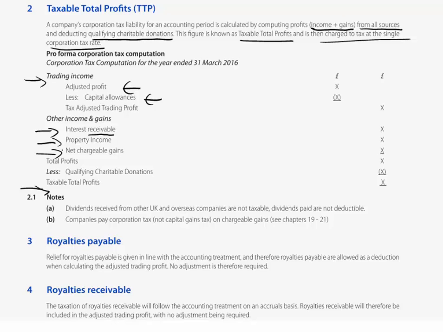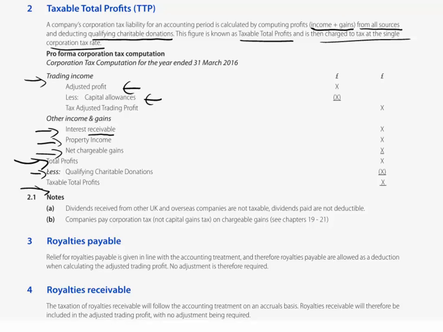But once we've added in our other income and gains to our tax-adjusted trading profit, we have then a subtotal known as total profits, not taxable total profits, though they may prove to be one and the same figure, but total profits. And from that total profit, we then deduct qualifying charitable donations. You may recall that when dealing with income tax, there were various tax-efficient ways by which an individual might give to charity, and that made it a relatively complex area with which to deal.